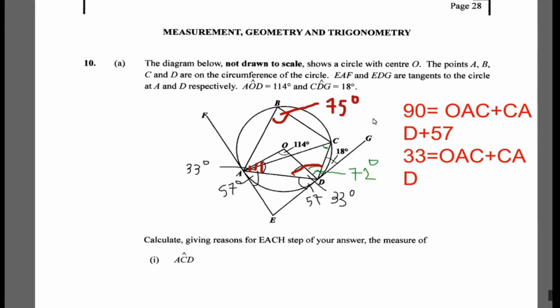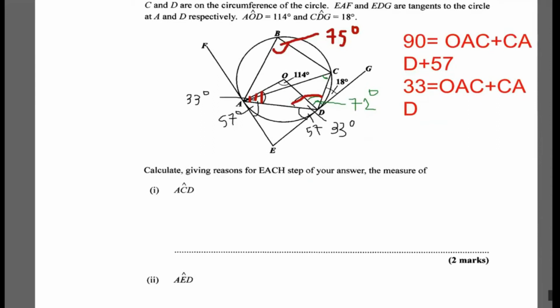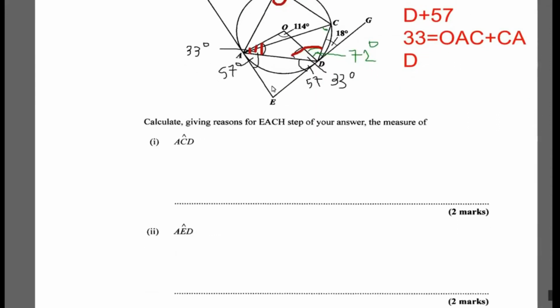I'm going to come back to finding this angle. Let's see if I can work out the others and come back to it. It doesn't matter the order in which you answer them. Angle AED, this angle here, is going to be 66 degrees. How do I know that it's 66? 57 and 57 is 114. 180 minus 114 is 66. So let's give them the reason now.